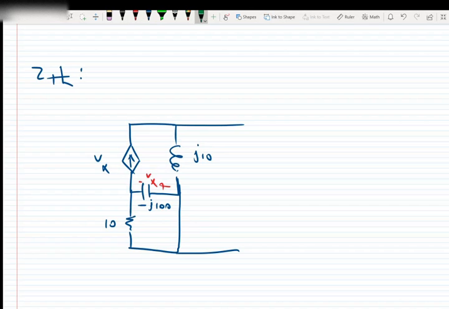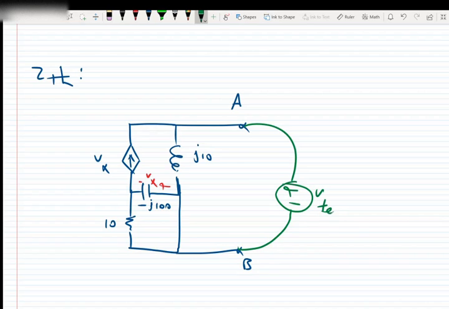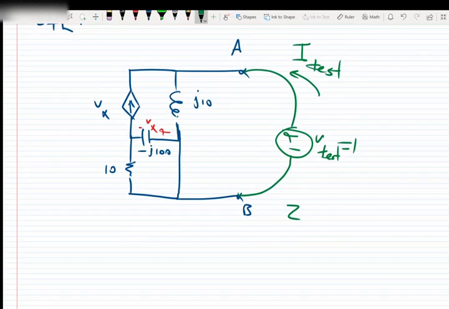And if we say this point is point A and point B, we cannot turn off the dependent voltage source. We need to keep it on. So we add a test voltage source with V test equal to 1 volt, and we find I test. After we find I test, we can say Z Thevenin is equal to V test over I test. Okay, so we need to solve the circuit to find I test.